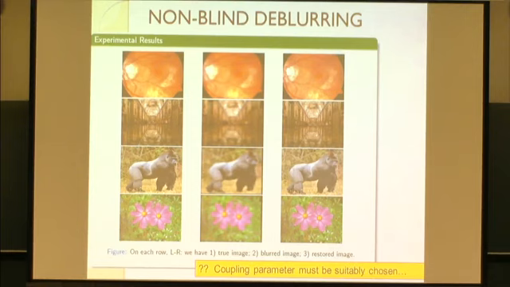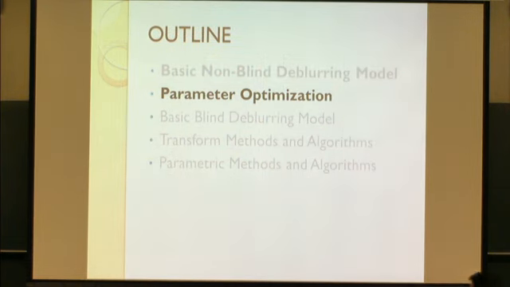What's the problem? The problem is how to choose this alpha parameter. So all these ones were tuned to give the best results, a bit like cheating. But we want to do it automatically so that these parameters are reasonable. So we have done some work. I want to show you briefly what they are.